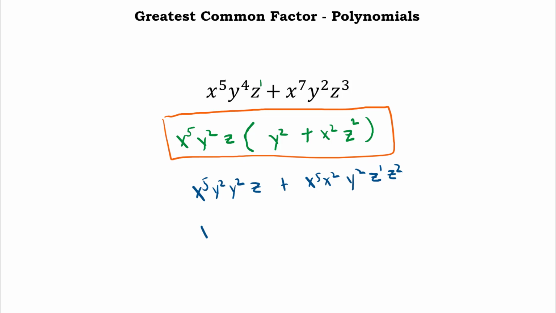So this would give us x to the 5th, and then we have y squared times y squared. We'll only add those 2's together, so we have y to the 4th. And then we just have a z. And then over here we'd have x to the 5th times x squared, so 5 plus 2 gives me 7, so x to the 7th. Y squared is all we got over there. And we have a z to the first power times z squared, so 1 plus 2 would give me a 3.